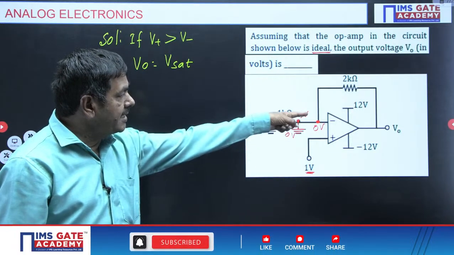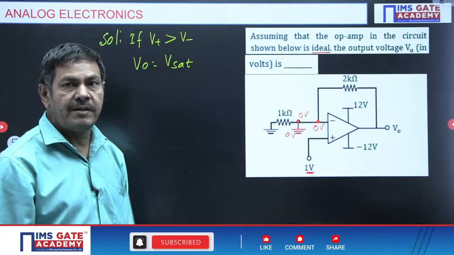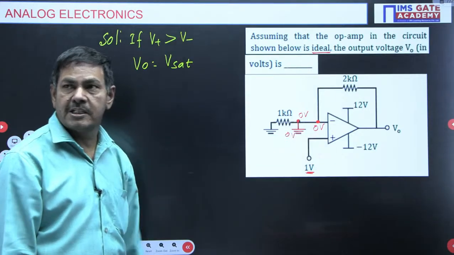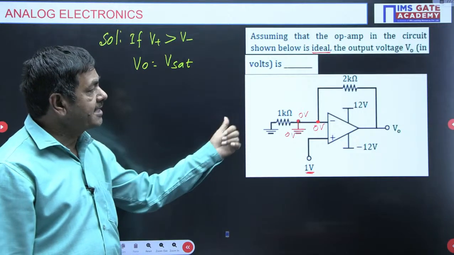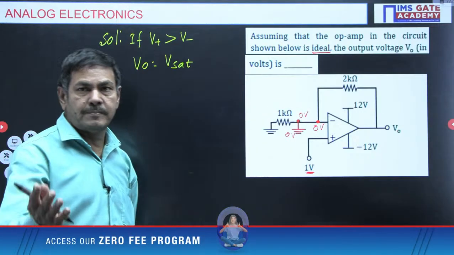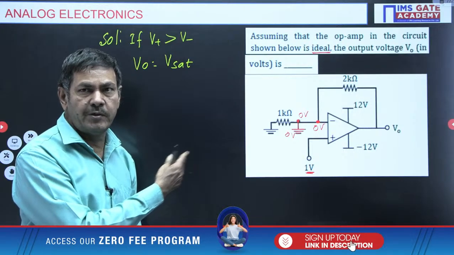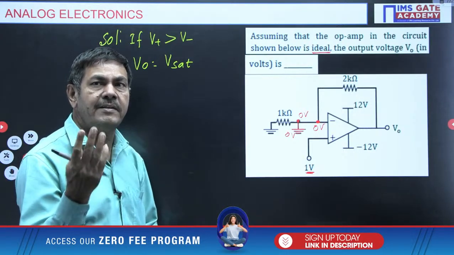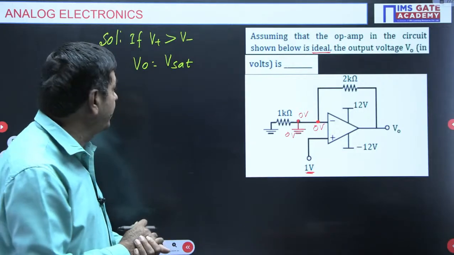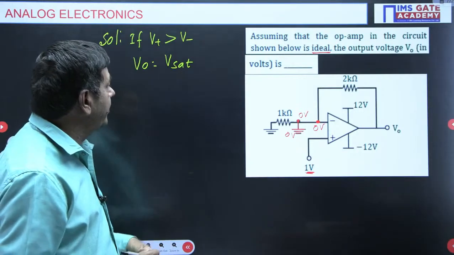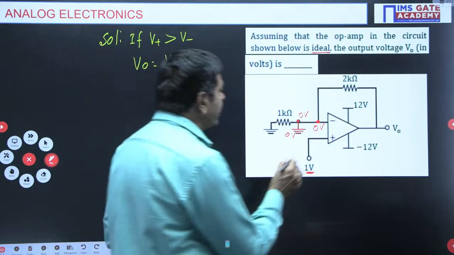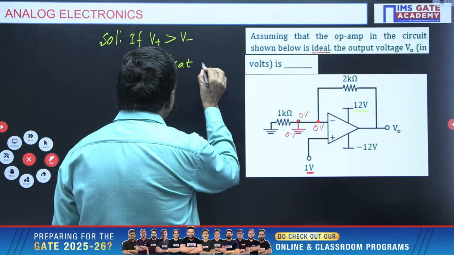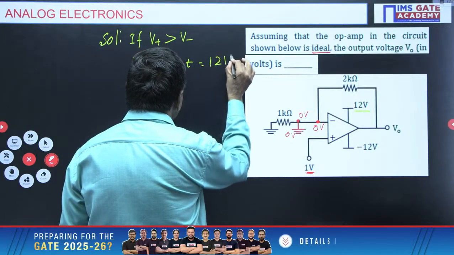If V minus is greater than V plus, I will get minus V sat, minus 12 voltage. When V plus and V minus are equal, as in every problem we did, we apply the KVL and get the solution for that question. Anyhow, here V naught equals V sat. What is the V sat value here? V sat is nothing but the 12 voltage only. V naught equals V sat, and that V sat is nothing but the 12 voltage.